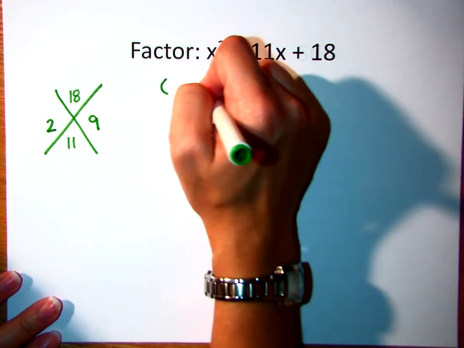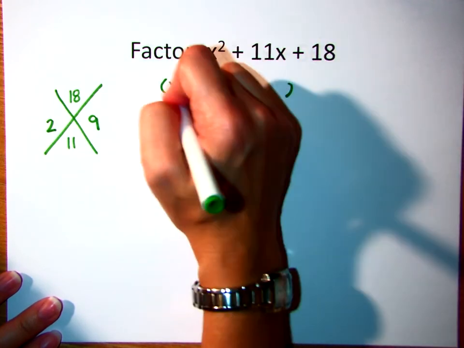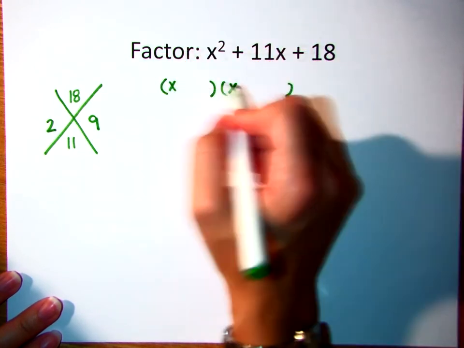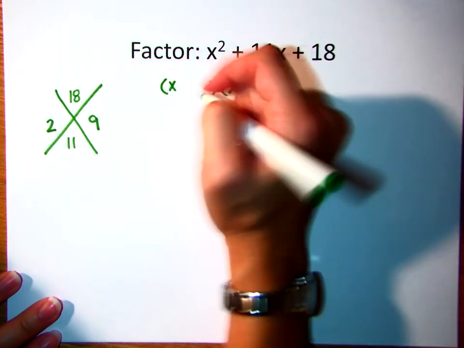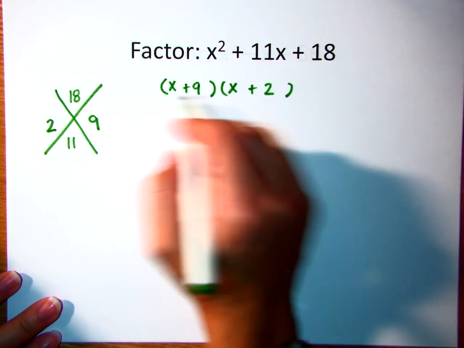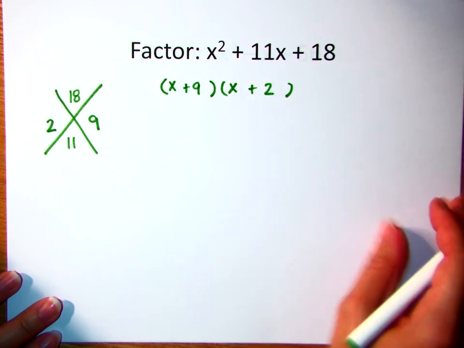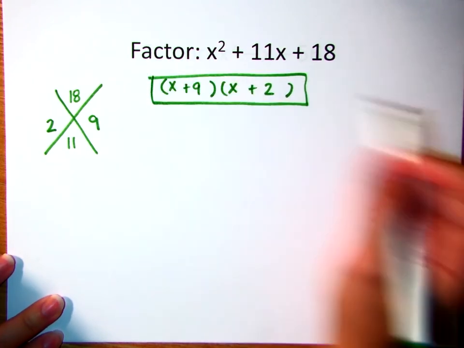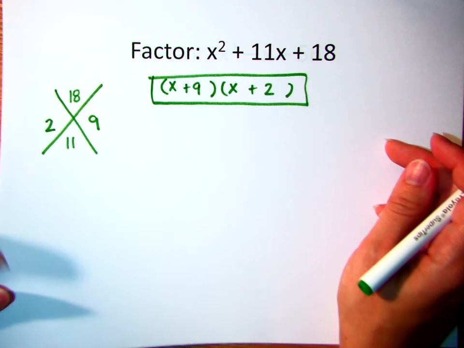So you're going to open two parentheses. To get the x squared, we would have x and x, because x times x would give me x squared. And then one of the numbers would be plus 9. One of the numbers would be plus 2. So if we FOILed it back out, we would get back to the original answer. But this is actually our final answer for the factored form.